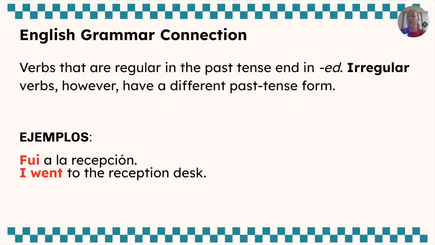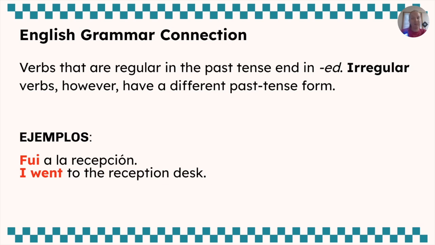In our last grammar video we talked about the preterite tense of regular AR verbs, and we made the connection that verbs are spelled differently in the present and the past tense. Now, regular verbs in the past tense end in ED. Now, of course, this is language, so there are exceptions to these rules, what we call irregular verbs.